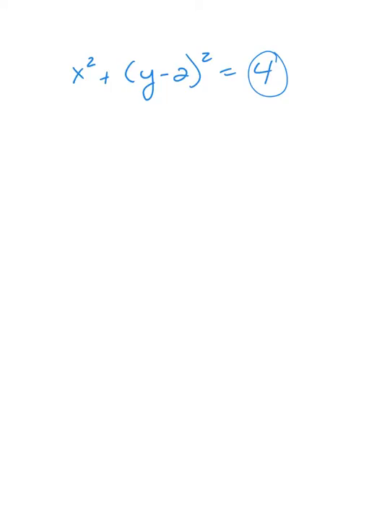Whenever you see equations like this, these are equations of circles, but the circle isn't in the center, so you can't just translate it. What we're going to do is FOIL that second guy, and that's going to be y squared minus 4y plus 4 equals 4. Everybody see what I did? I just FOILed that. Okay?